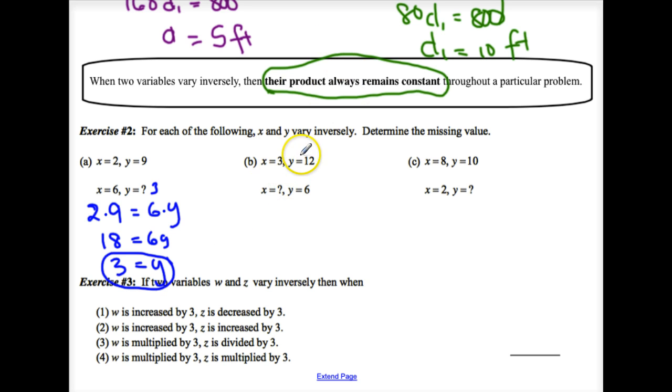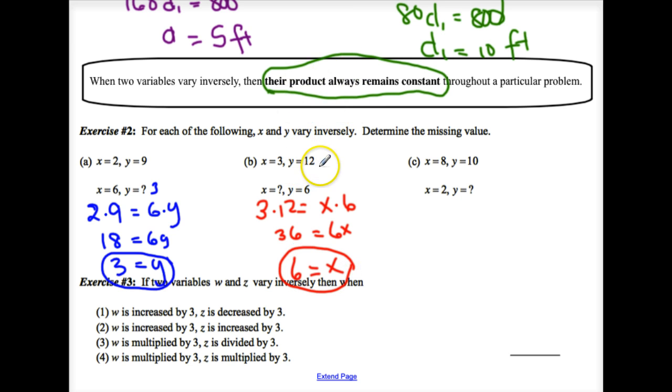Try the other one. 3 times 12 has to be equal to x times 6. 12 times 3 is 36, which is equal to 6x. Divide both sides by 6. X should be equal to 6. Remember, our key objective is that we need to make sure that their products are equal to each other.